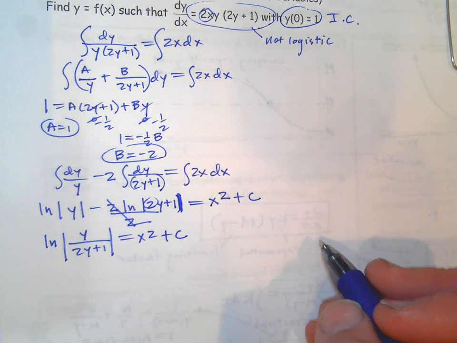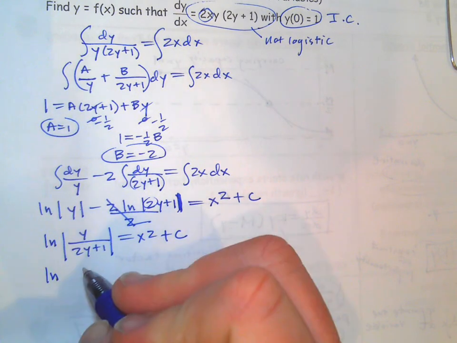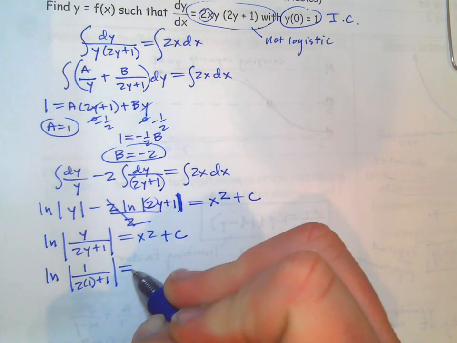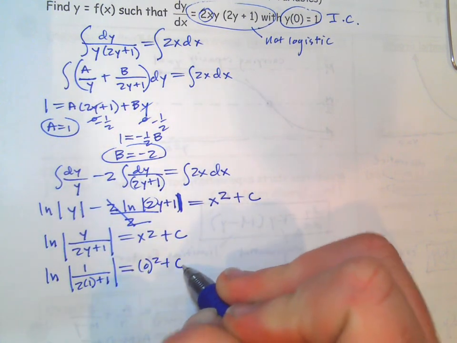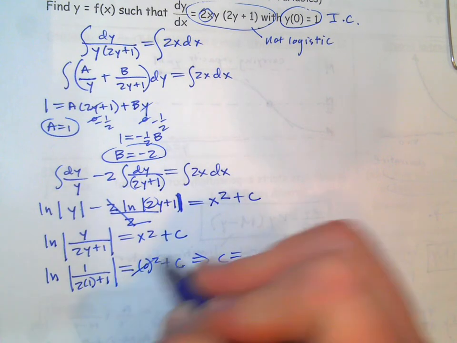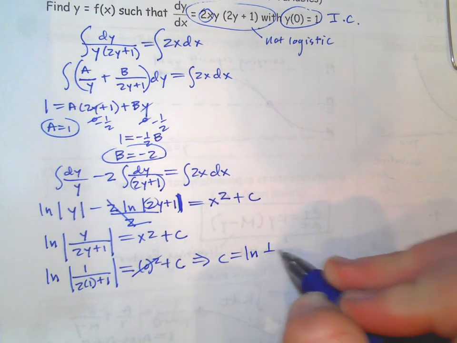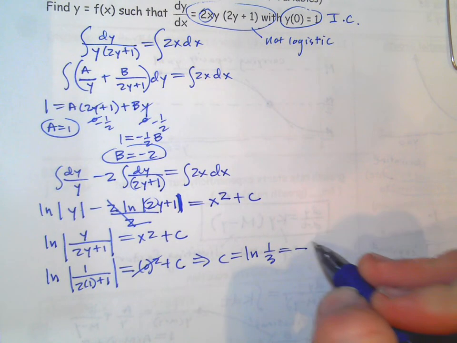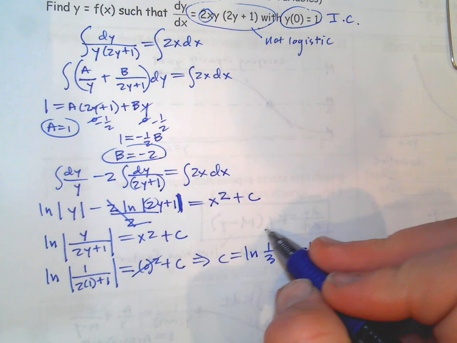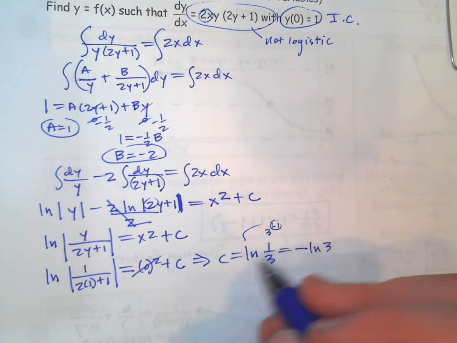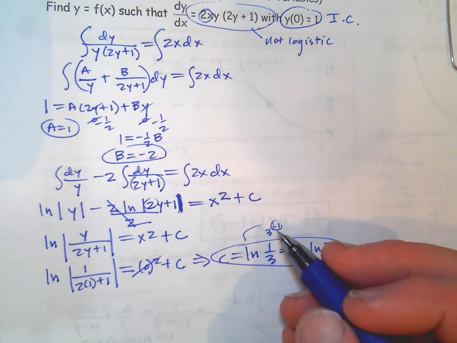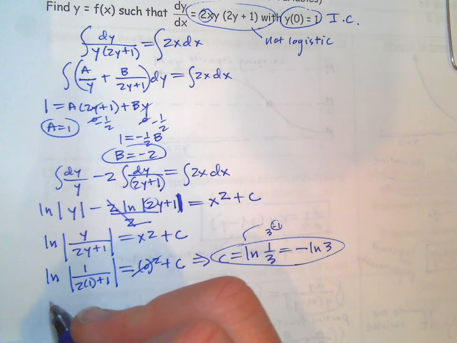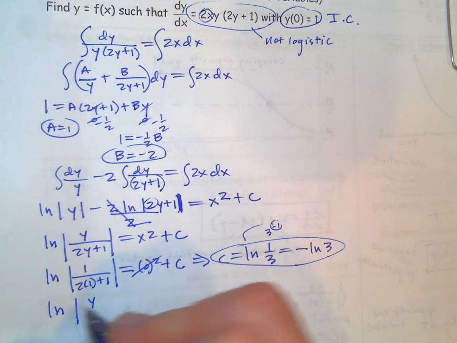So let's use the initial condition. y equals 1 when x equals 0. So c equals natural log of 1/3, or negative natural log of 3, if you want to think of it as 3 to the negative 1, bring the power up front. So either one. Okay, so now we need to rewrite it with the c value in there.